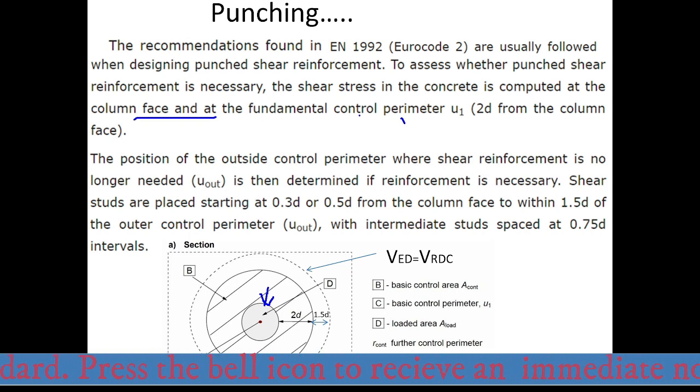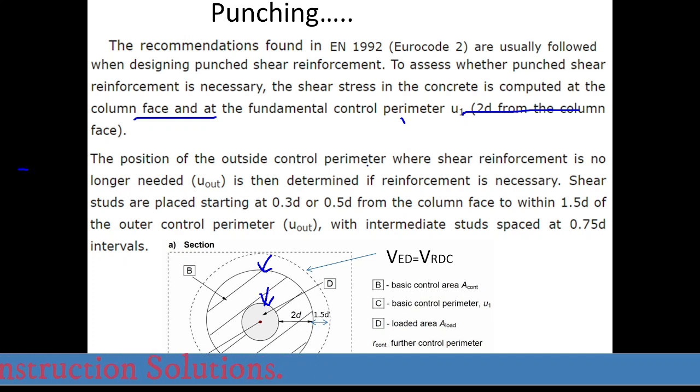That means at this face we need to compute the shear stress, and also at the fundamental control perimeter, which is 2d distance from the column face. So two calculations are required: one is punching at the face of the column and the other is punching at the basic perimeter.